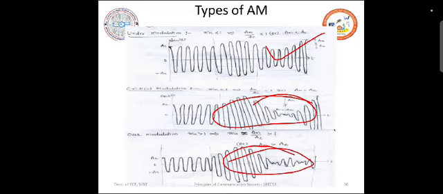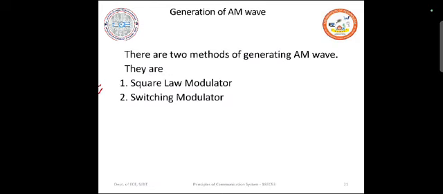So that is when we say that under modulation is always good for reproduction of the signal back at the receiver side. So we always perform under modulation. That's the meaning of this. So moving on to the next one.